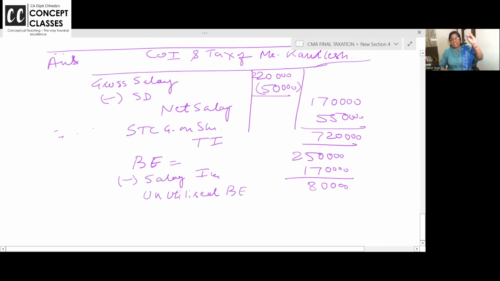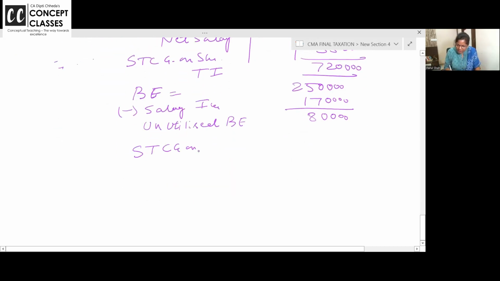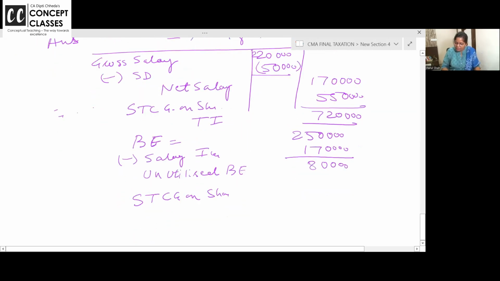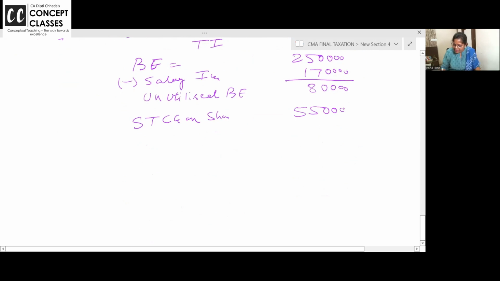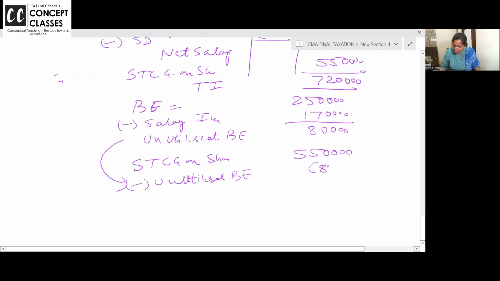Basic exemption for Kamlesh is 250. But salary income is how much? 170. So if the salary is 170, still unutilized basic exemption is there, 80,000. Now, what is the short-term capital gain on shares? 5,50,000. Can I set off this unutilized? There is still some left, right? Basic exemption is not set off fully. So unutilized basic exemption of 80,000, can I set it off here? Answer is yes. And balance short-term capital gain.